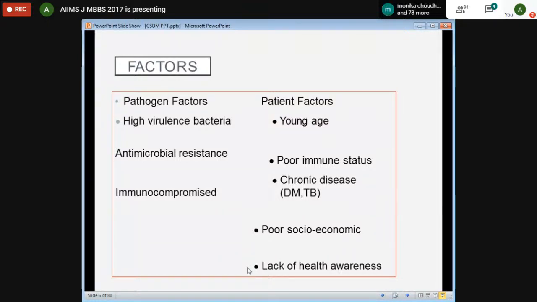diabetes. And patient factors are usually young age, because in young age the mastoid is pneumatized, that is, there are a lot of air cells, and in elderly patients, poor immune status, patient is suffering from chronic disease like diabetes mellitus, tuberculosis, patient is from a poor socioeconomic status, and lack of health awareness, if the patient is not able to keep their ear clean. So these are the factors.